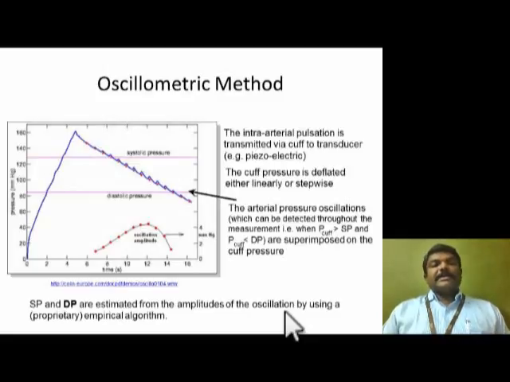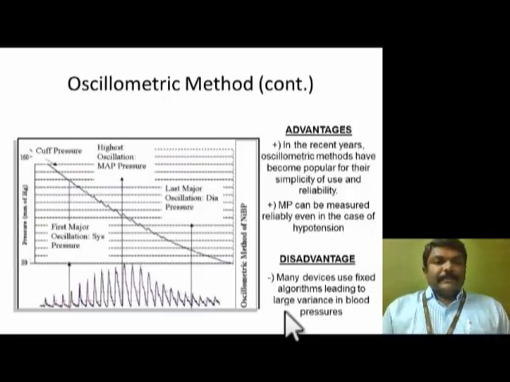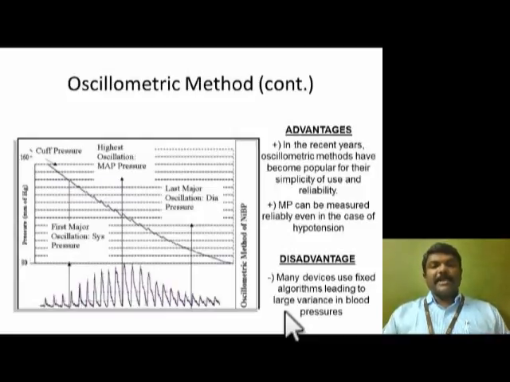For this we use piezoelectric devices. A piezoelectric sensor is a popular sensor for vibration measurements, which can be used to capture the vibration, and it can be an indication for SP as well as DP pressure. It is a very simple method, and a very important thing is that MP, the mean pressure, can be measured. Now the disadvantages: the fixed algorithms, the electronics and the algorithms to regularize this measurement, lead to some complication in the overall performance.